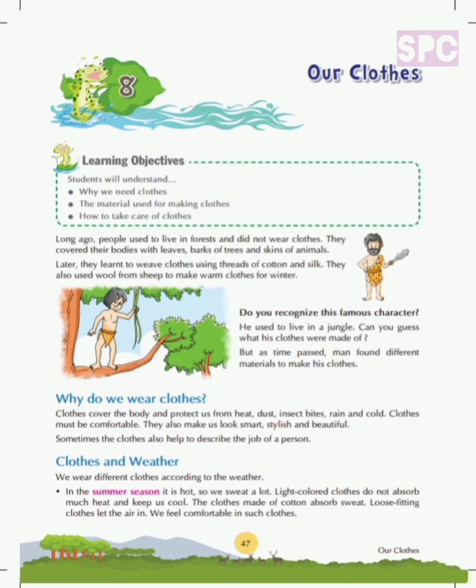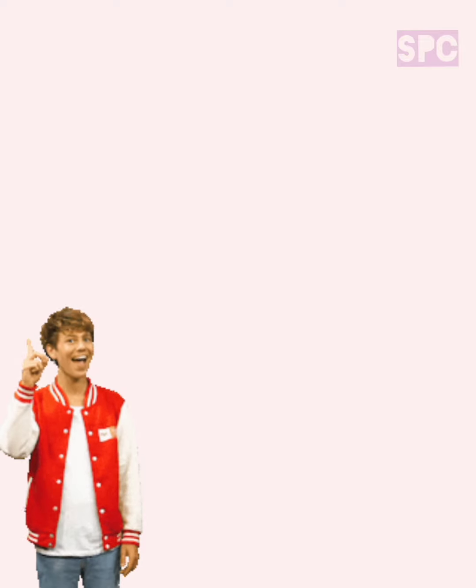Let's read further. Why do we wear clothes? Clothes cover the body and protect us from heat, dust, insect bites, rain and cold. Clothes must be comfortable. They also make us look smart, stylish and beautiful. Sometimes the clothes also help us to describe the job of a person. So besides the basic function of clothes, they also help us to look smart.